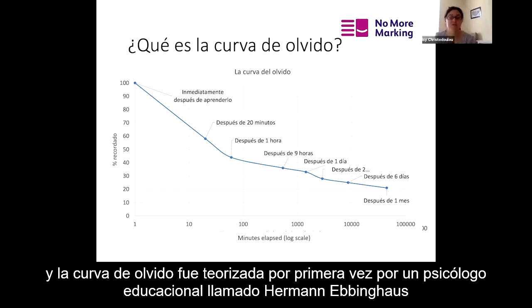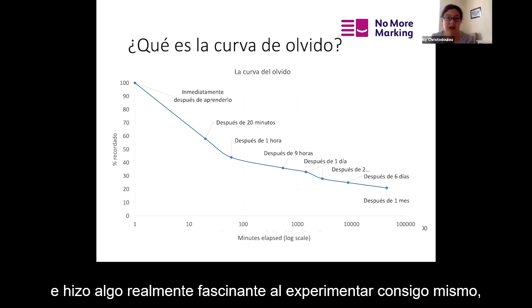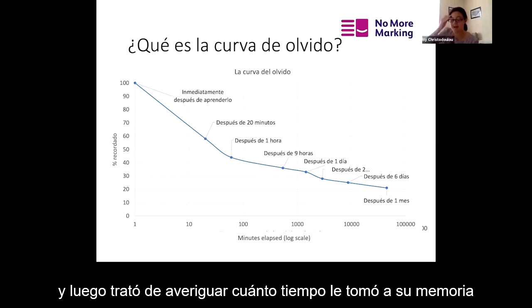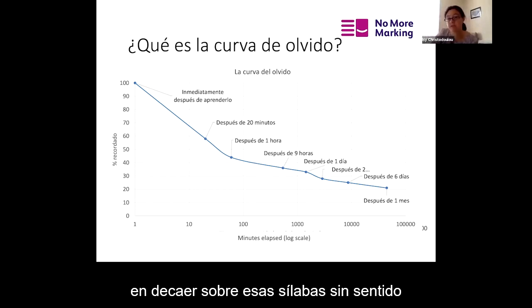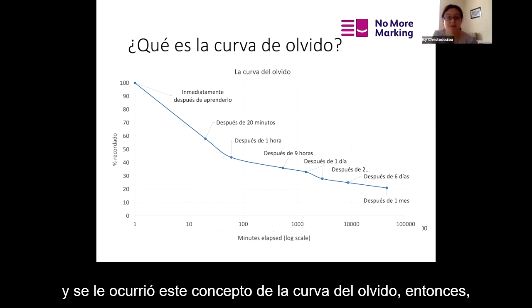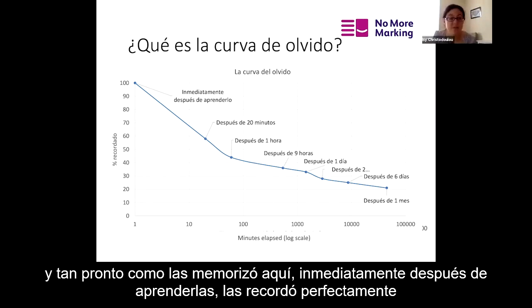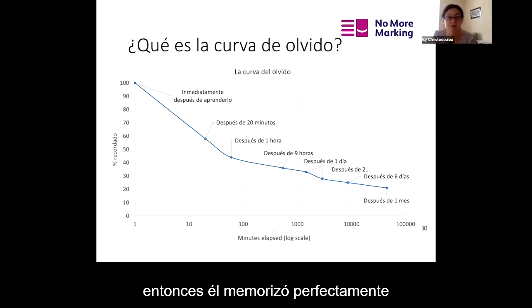And the forgetting curve was really first theorized by a psychologist called Hermann Ebbinghaus in the 1880s. And he did some really fascinating experiments on himself, where he got himself to remember nonsense syllables, and then he tried to work out how long it took for his memory of those nonsense syllables to decay and to fade away. And he came up with this concept of the forgetting curve. So he would memorize a bunch of nonsense syllables, and as soon as he memorized them, immediately after learning, his recollection of them was perfect. So he's memorized them all perfectly.